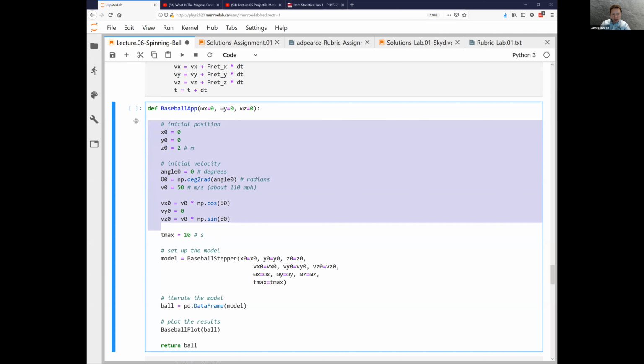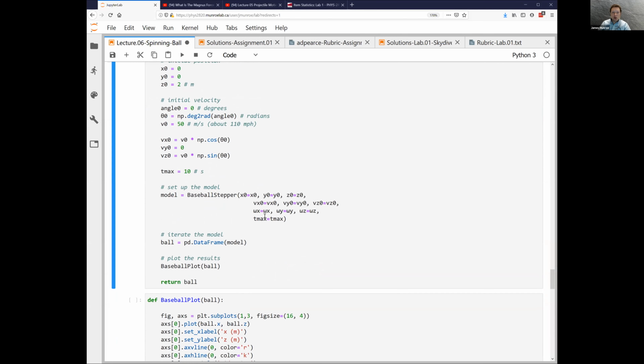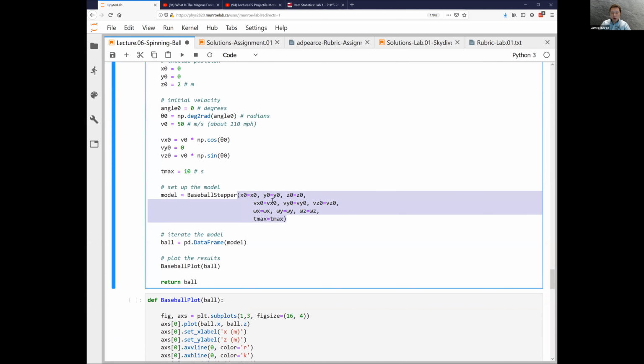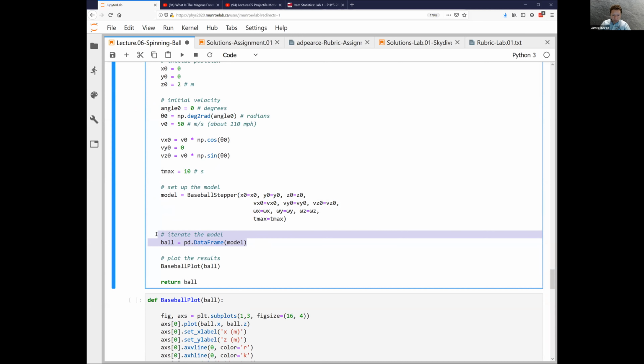Is this code needed? No, but it's good general code that I might need to reuse if I want to play with some parameters about it. This model is going to be set up. We're going to pass in all of those components into the stepper, and then we're going to iterate that stepper all the way through. Once we've done that, we're going to plot it.